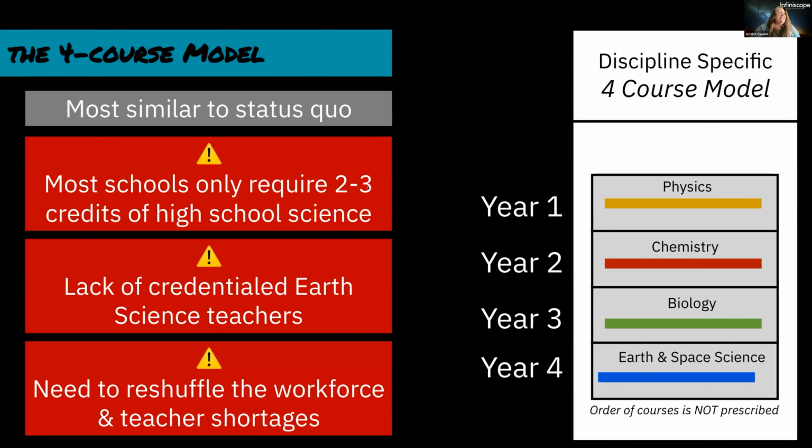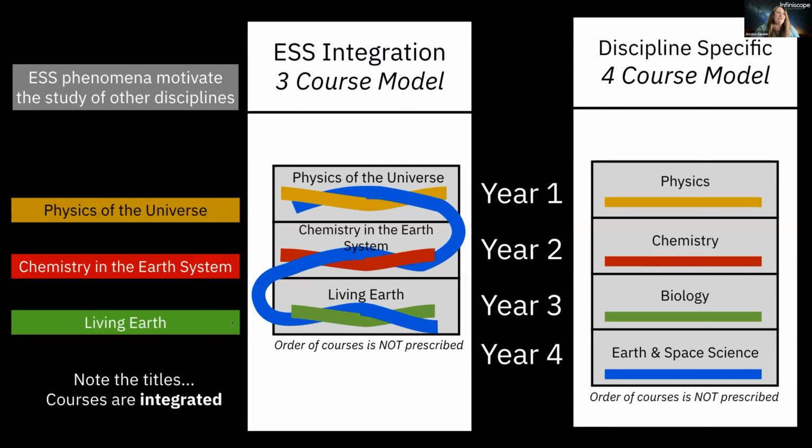Well, this causes problems. Like I said, you only have 2 or 3 science courses. We have the lack of our earth science credentialed teachers. And ultimately, you need to reshuffle the workforce in order to make this happen. And massive teacher shortages won't allow us to reshuffle that workforce. So enter what's called the 3-course model.